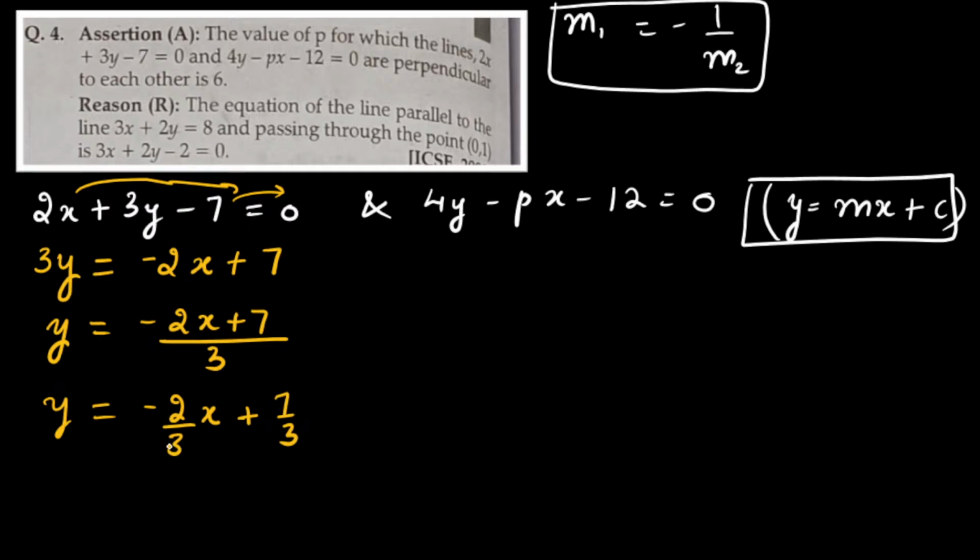So if we compare from this one, y is equals to mx plus c. The coefficient of x is slope. So slope of this line I'll write as m1 is equals to minus 2 by 3. See, if slope of this line is minus 2 by 3, what will be the value of m2? M2 slope is the line which is perpendicular to this line. So if m1 is minus 2 by 3, what is the slope of the line perpendicular to this line?